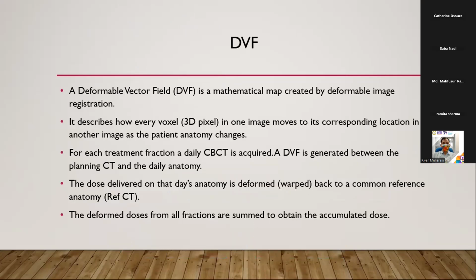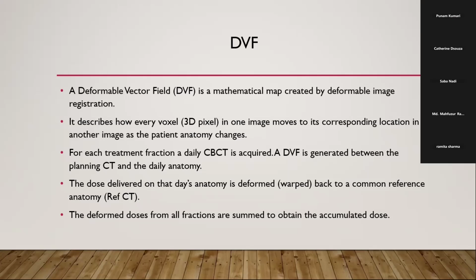What is DVF? It plays a very vital role. A DVF is basically a deformable vector field. It's a mathematical map created by deformable image registration. It describes how every voxel, 3D pixel, in one image moves to its corresponding location in another image as the patient anatomy changes. For each treatment fraction, a daily CBCT is acquired. A DVF is generated between the planning CT and the daily anatomy. The dose delivered on that day's anatomy is deformed back to a common reference anatomy. The deformed doses from all the fractions are summed to obtain the accumulated dose.